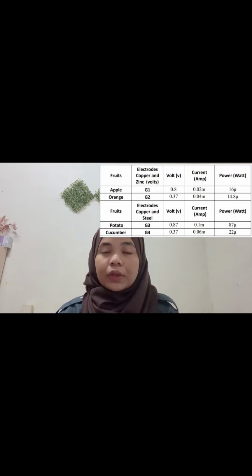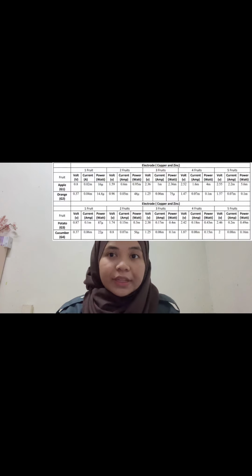So we tried this. This one result is for one fruit only. This one shows the result for 1 until 5 fruit that we use to make the fruit battery, like the previous result that we got for 1 fruit, followed by 2 fruits, 3 fruits, 4 fruits, and 5 fruits. We can see that the power increases if the fruit increases.